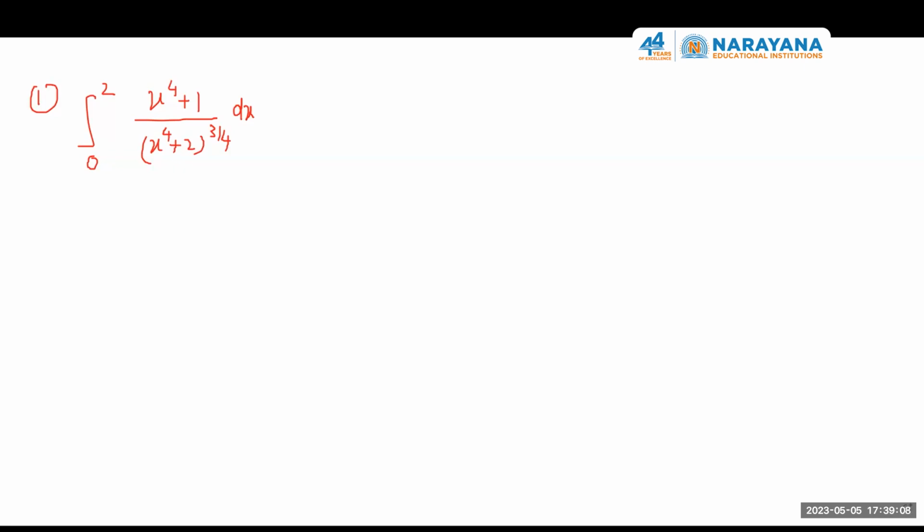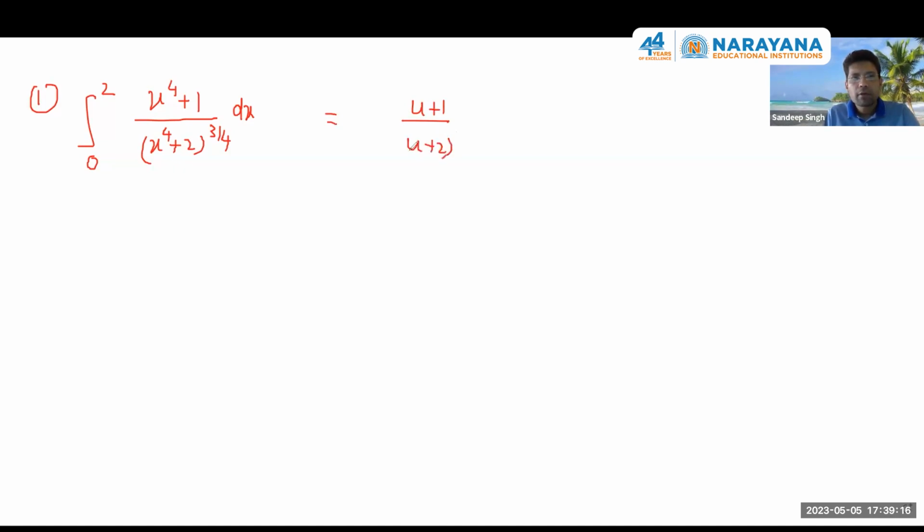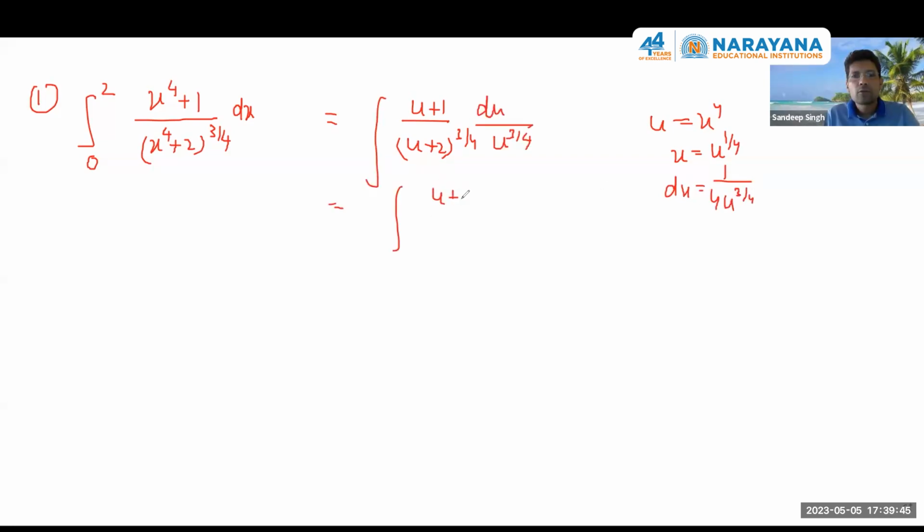Okay. Like what you want me to do? You want me to write this as u plus 1 upon u plus 2 power 3 by 4? Something like this? Yes, and dx converts into du. If I put x power 4 as u, that means you want me to write this as u power 1 by 4 and dx as u power 3 by 4, like that. Be u plus 1 and limits will vary from 0 to 4th root of, oh sorry, 0 to 16.